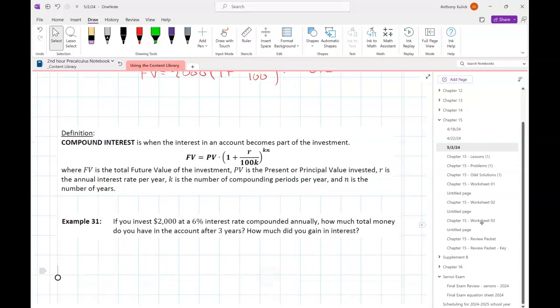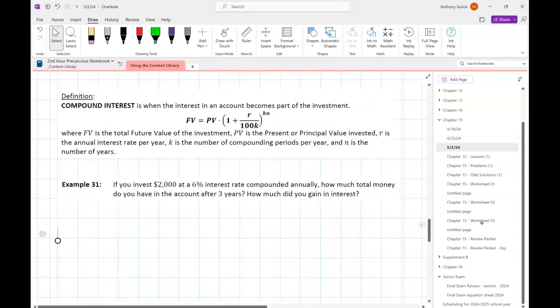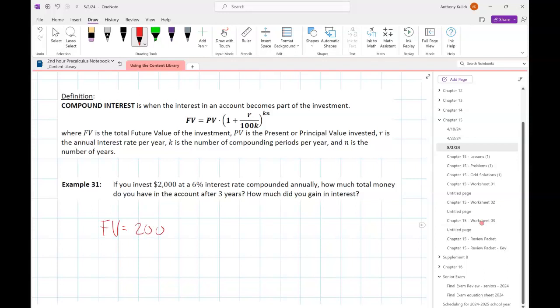All right. So again, it says if you invest $2,000 at a 6% interest rate, compounded annually, that's how you can tell the difference between the formulas. How much money do you have in the account after 3 years, and how much did you gain in interest? So it's asking for a future value of that account.